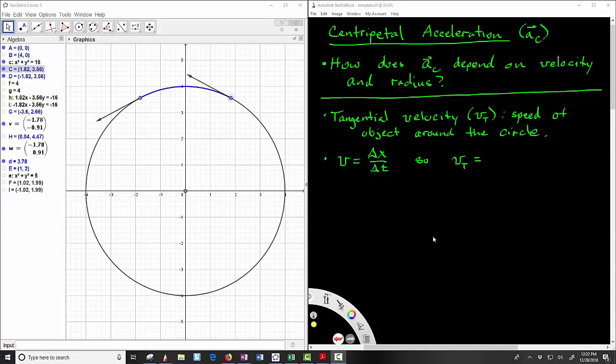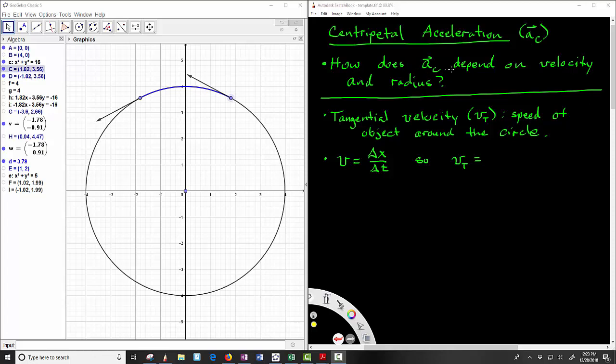So in this video, we're going to go a little bit more in depth into centripetal acceleration, also called radial acceleration. The symbol we use is A with a little c to indicate centripetal acceleration. We've been doing this qualitatively, but now we're going to start shifting over to quantifying this and getting some equations.